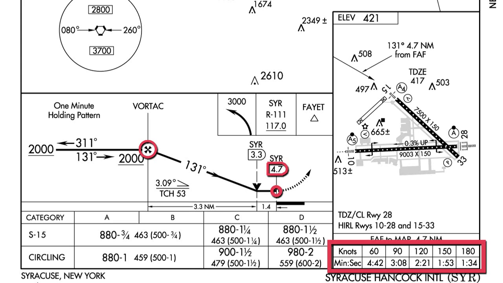If we look at the knots, we have 60, 90, 120, 150, 180. This is all ground speed. This is not indicated airspeed. And then underneath, we have the times that it's going to take us from the VOR, or the final approach fix, to the missed approach point.